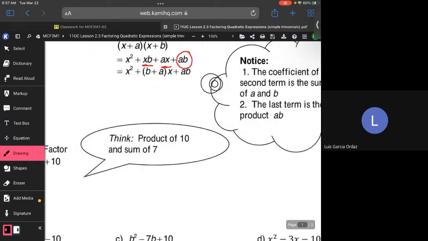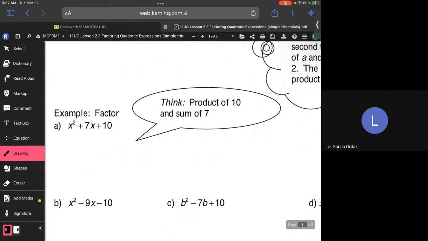So we have x squared plus 7x plus 10. First of all, we're going to focus on our last number here, our number 10. So we need to figure out what numbers multiplied together give us a product of 10. So what are two numbers that multiply to give us 10? Ashton. 5 and 2. So we know 5 times 2 gives me 10.